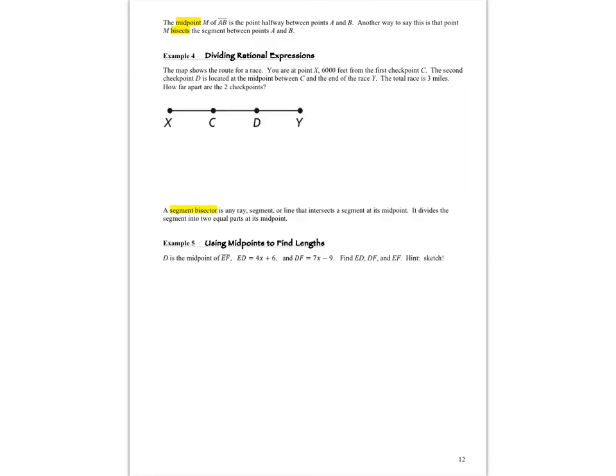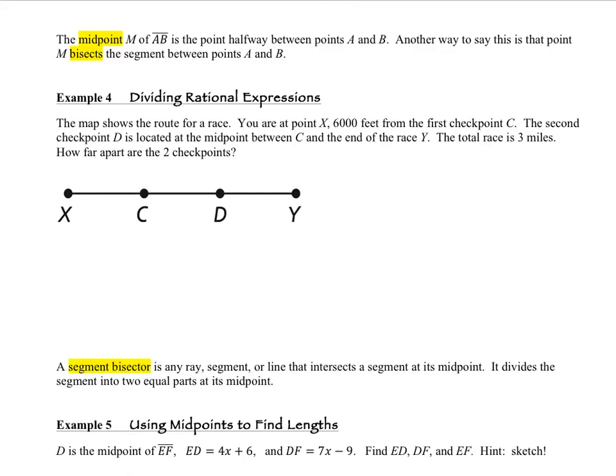We've got another new vocabulary word, midpoint. If we say that the midpoint, which we'll call point M, of segment AB, it's defined as the point that's halfway between points A and B. So if you can picture our segment from A to B, and we go halfway there, we've got point M. Now, another way to say this is that point M bisects the segment between points A and B, and bisect means it exactly cuts in half.